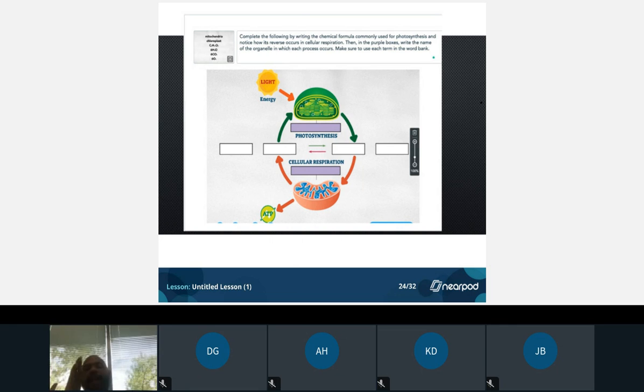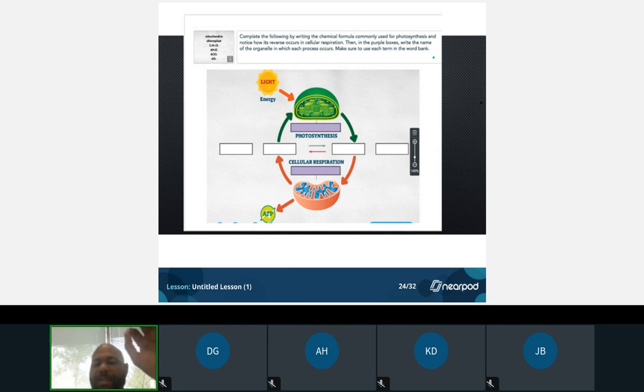What are the products of cellular respiration? What happens at the end? So if you have glucose and oxygen, what is produced? What are the products of cellular respiration? Very good. Carbon dioxide, water, and energy in the form of ATP. Excellent job, guys. Great job.